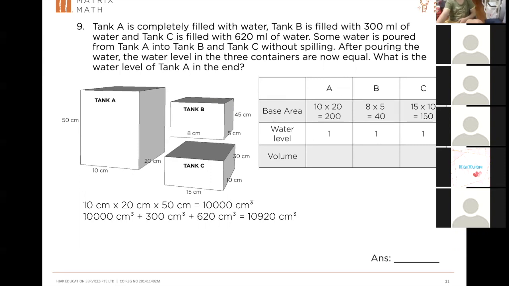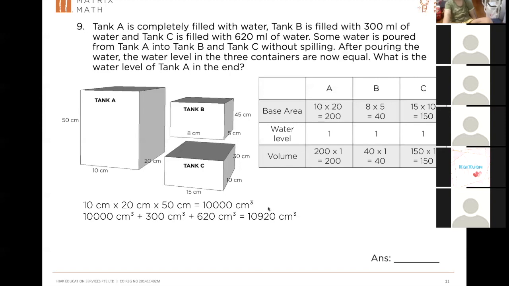All right, so now in this question, very simple, they want the water level to be the same, so I just put 1, 1, 1. Now, 200 times 1 is 200, and so on. 150 times 1, 40 times 1. Now, what does this table represent? This table represents one group. And what does one group mean in this context? One group means one pour.